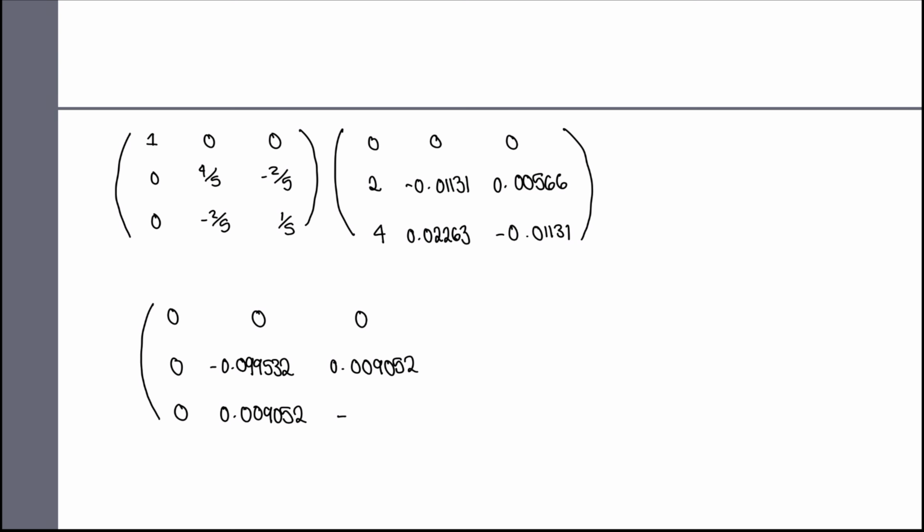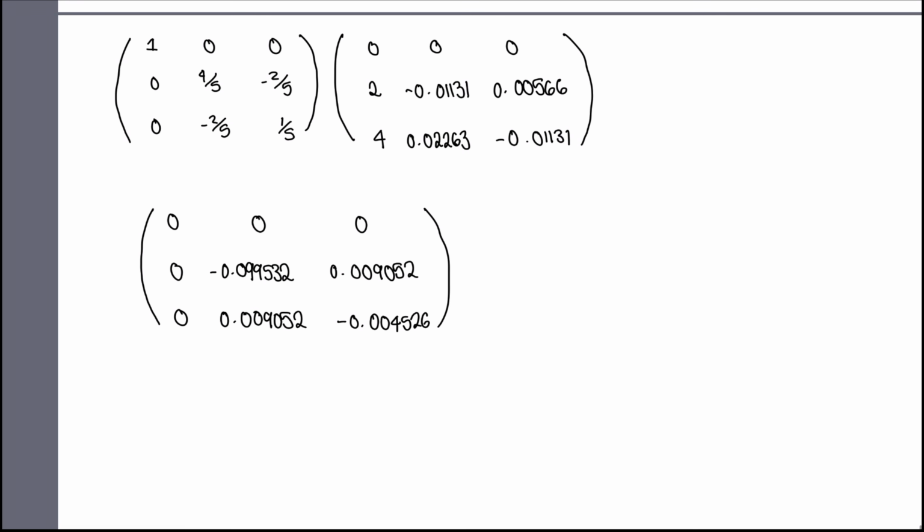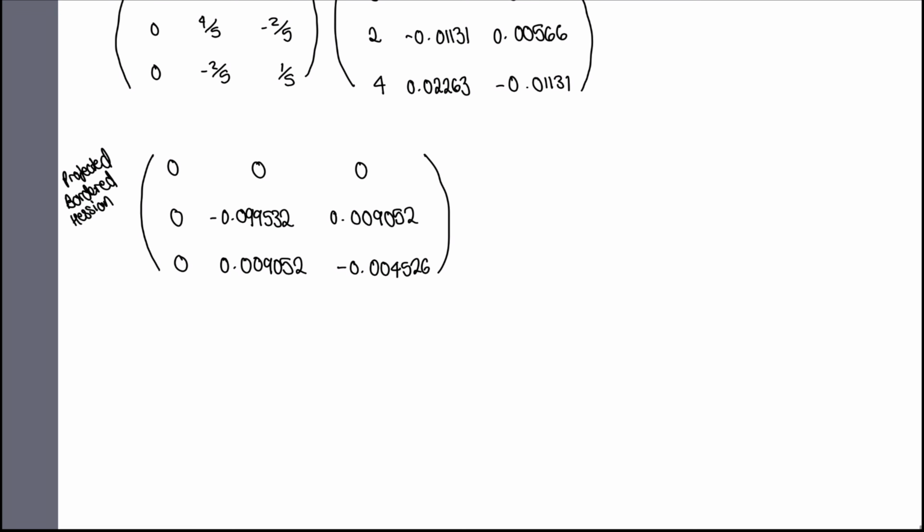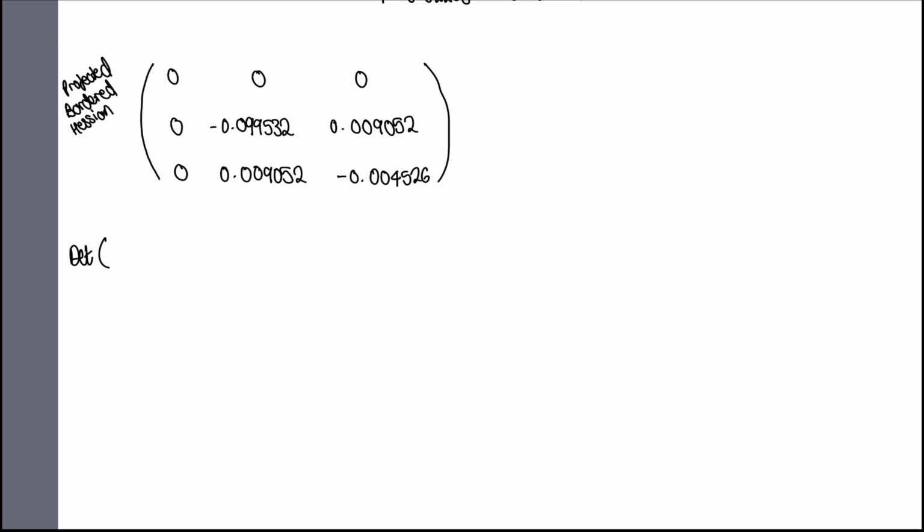And over here we get minus 0.004526. Cool, so this is our projected bordered Hessian. What we now need to do is find the eigenvalues. So we take the determinant of this Hessian, which I'll just call PBH minus lambda I, and equate that to 0, and that's going to give us our characteristic equation.